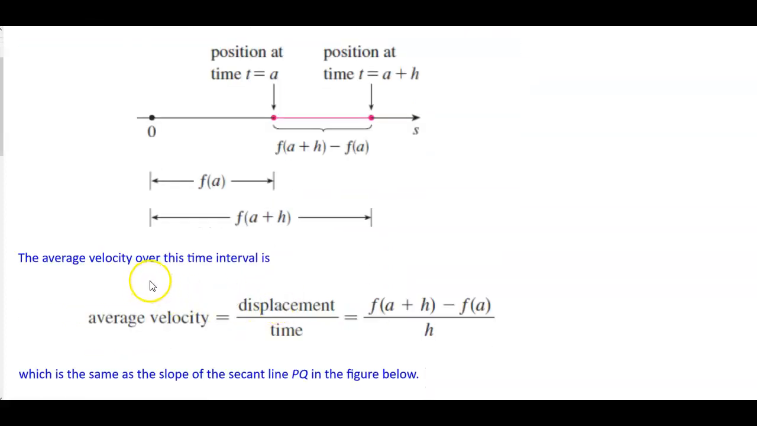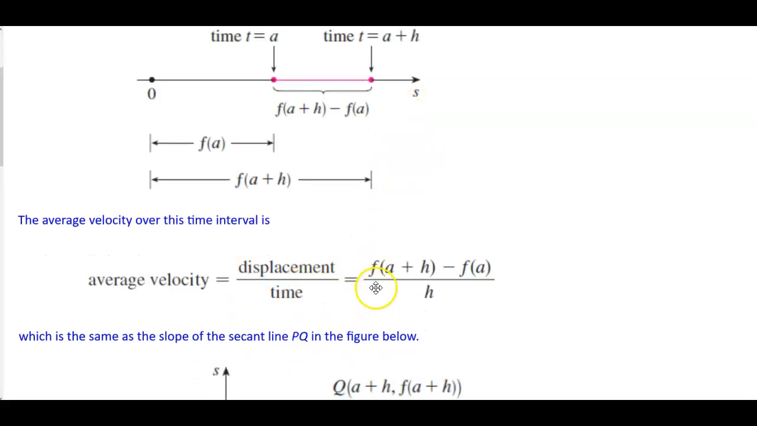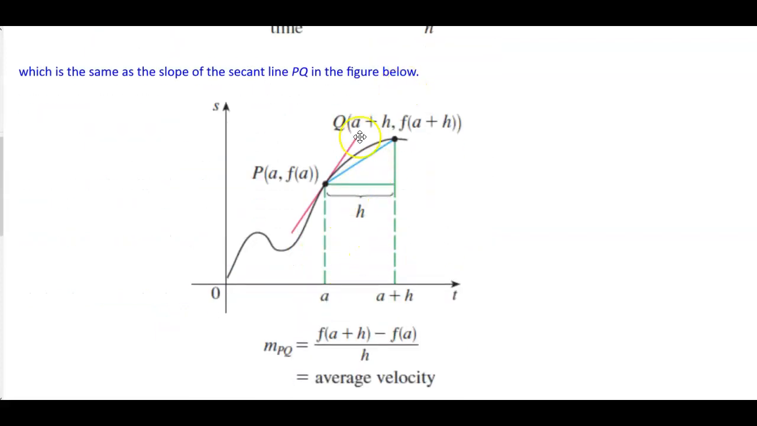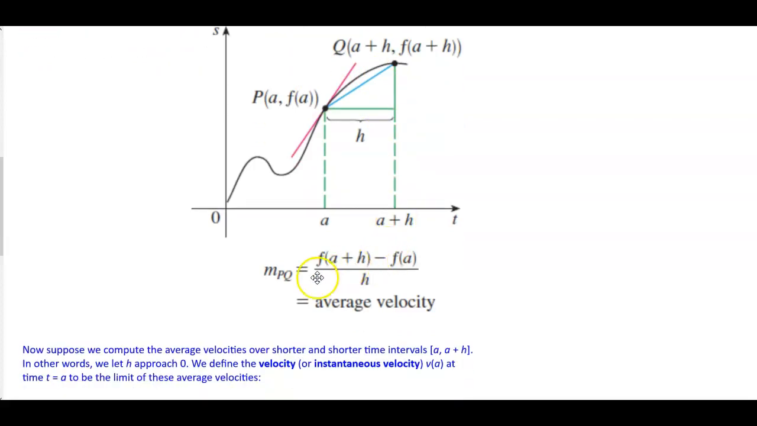So the average velocity over this time interval is the following. Average velocity is equal to the displacement divided by time, which is equal to f of a plus h minus f of a over h, which is the same as the slope of the secant line PQ in the figure below. So very similar to what we've done in our previous examples. So this actually equals the average velocity.